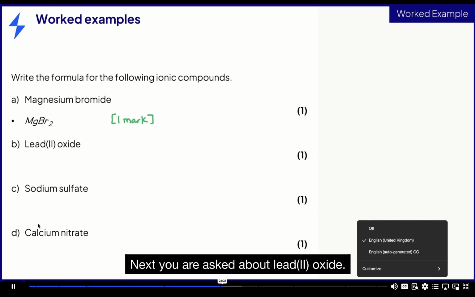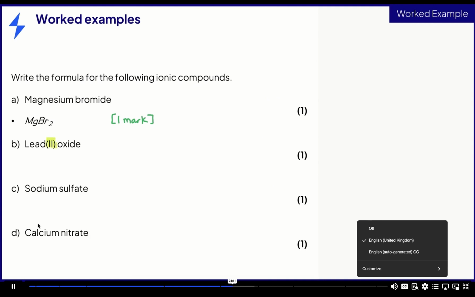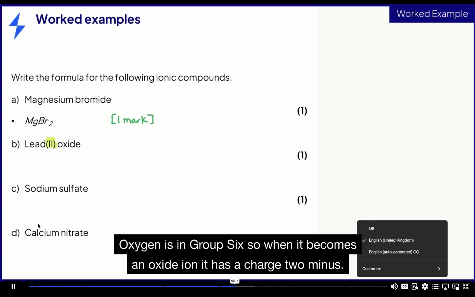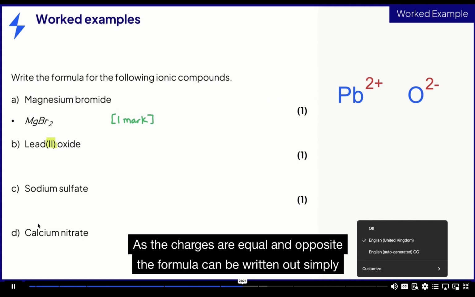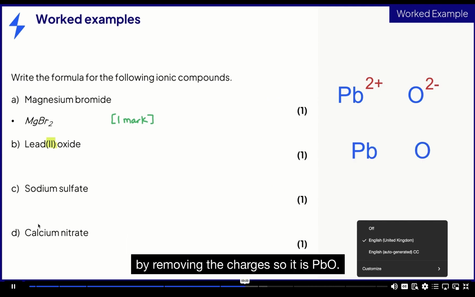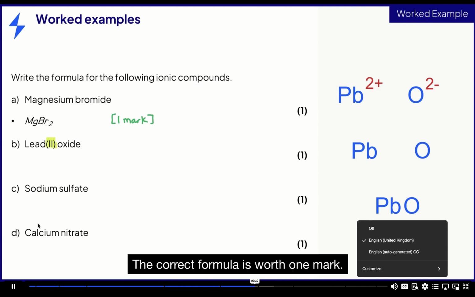Next, you are asked about lead-2 oxide. You can use the same starting point. Write out the ions. We know that lead is 2+, as it tells us in the name. Oxygen is in group 6, so when it becomes an oxide ion, it has a charge of 2-. As the charges are equal and opposite, the formula can be written out simply by removing the charges. So it is PbO. The 2+ and 2- charge cancel out to form a neutral compound. The correct formula is worth 1 mark.